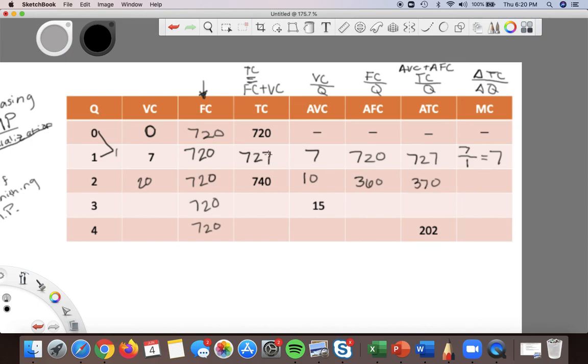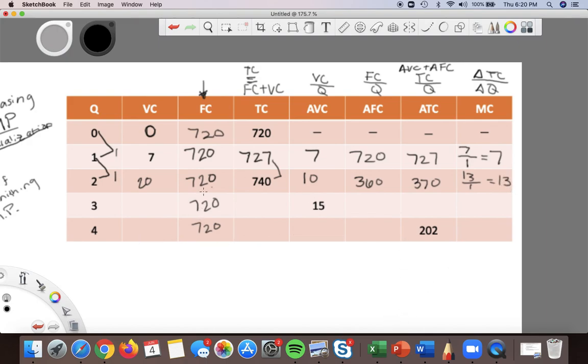Now going from here to here, from 1 unit of output to 2 units of output, again, Q increases by 1. My total costs go up from $7.27 to $7.40. So that's going to be an additional $13 of cost divided by the additional 1 unit of output, so this guy's going to be 13 here.